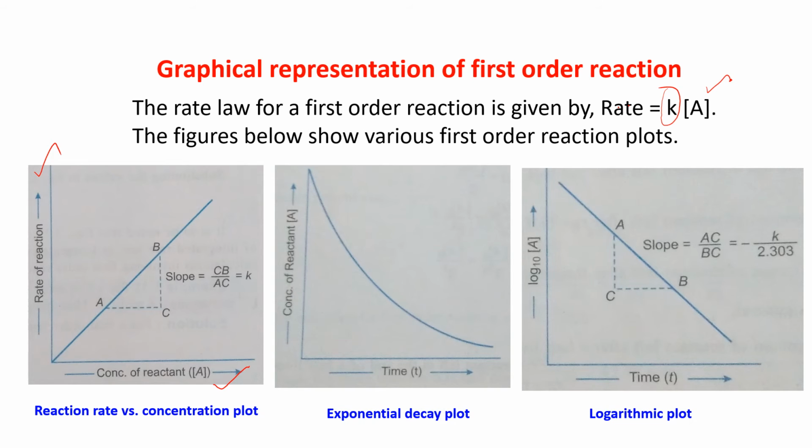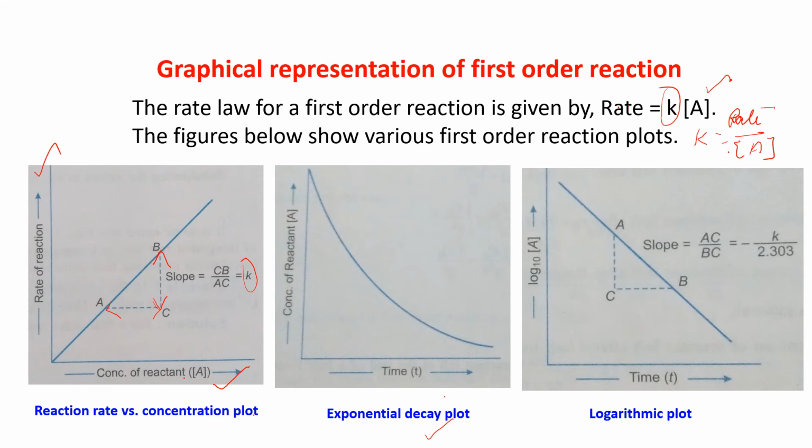Okay, so it will give you a straight line. Now the slope of the straight line will give you the value of k. Now see that BC is giving you the rate of a reaction, and AC is giving you the value of concentration of reactant. That means from here, k is equals to rate by A. So the same thing we are getting here. This is known as the reaction rate versus concentration plot.